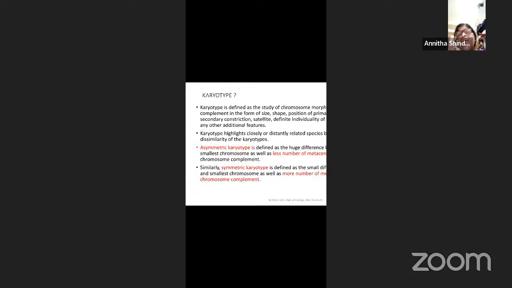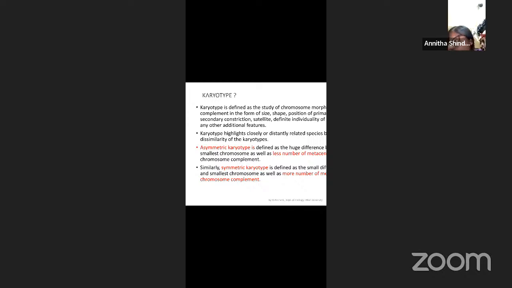So now we know what is euchromatin and what is heterochromatin. Now we'll go to the actual discussion, that is karyotype. Just now we have told you karyotype is nothing but a summary. It is a summary of the genetic constitution or the chromosomes in toto.